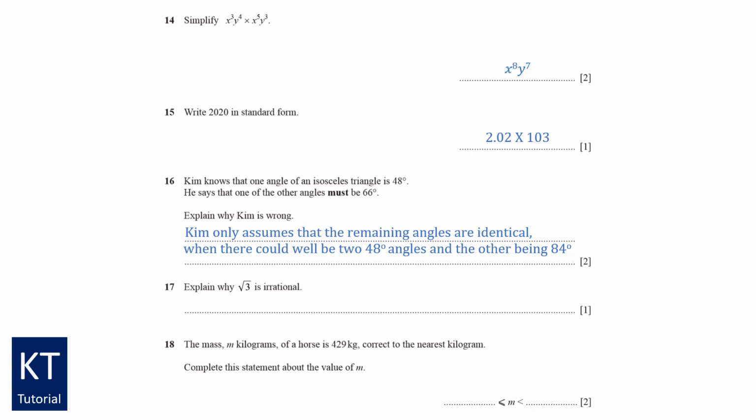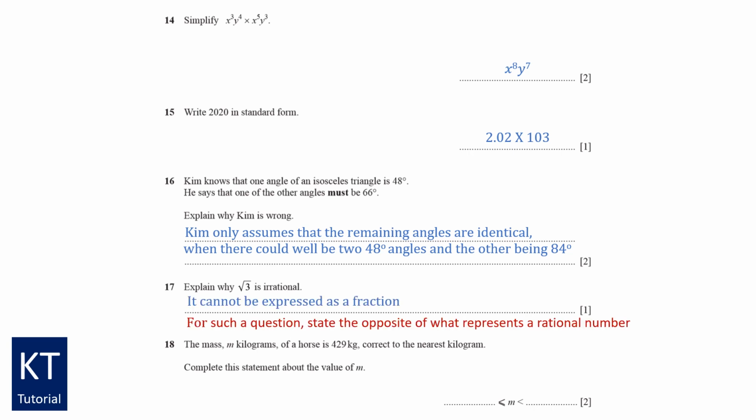Question 17. Explain why root of 3 is irrational. Because it cannot be expressed as a fraction. Question 18. The mass m kilograms of the horse is 429 kg, correct to the nearest kilogram. Complete this statement about the value of m. Here, the range of the required two numbers is 1, with m being its midpoint.